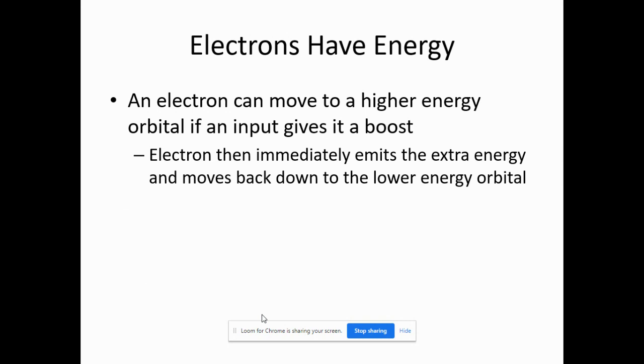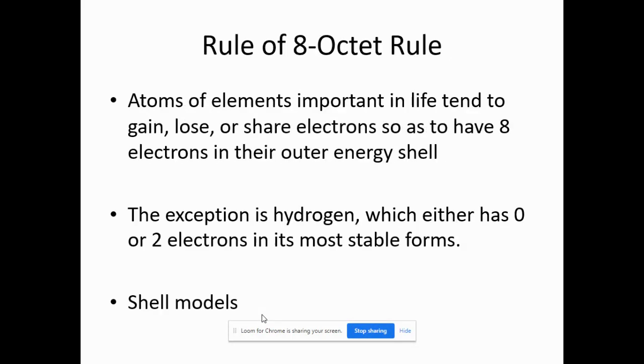Okay, an electron can move to a higher energy orbital if some energy input gives it a boost. All right. When that boost in the atom occurs and that electron is pushed up to a higher energy level, all right, that electron then immediately emits that extra energy and moves back down to the energy orbital. All right, so the big takeaway point here is that electrons can carry energy between these different orbitals and release it.